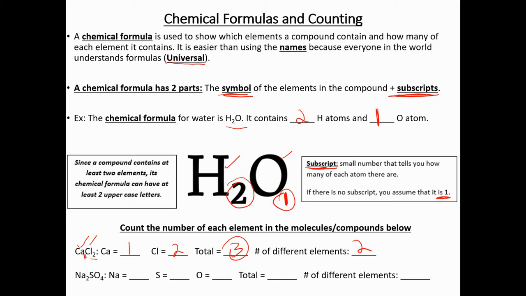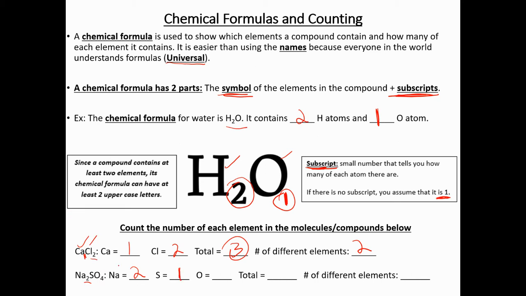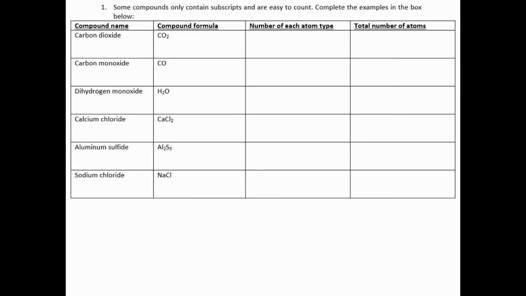So let's go ahead and try the next one here. 2 sodiums. For sulfur, be careful. There's no number next to sulfur, so that's a 1. For oxygen, that's number 4 there. So total, there's 2 plus 1 is 3, so 7 total atoms. How many different elements are there? There's, well, sodium, sulfur, and oxygen. So there's 3 different elements in there. So basic counting like that is pretty straightforward. You just look at the subscript and you tell me how many atoms there are of each element.